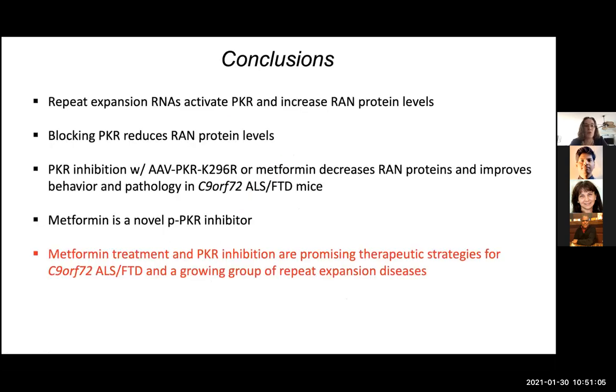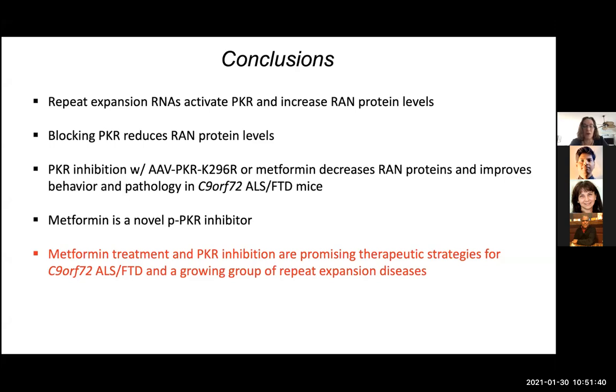So to conclude this part of the talk, repeat expansion RNAs activate PKR and increase RAN protein levels. Blocking PKR reduces RAN protein levels. PKR inhibition with AAV, PKR K296R, or metformin decrease RAN proteins and improve behavior and pathology in the mice. And metformin is a novel phospho-PKR inhibitor. Metformin treatment and PKR inhibition are really promising therapeutic strategies for C9orf72 ALS, and perhaps a growing number of repeat expansion diseases.